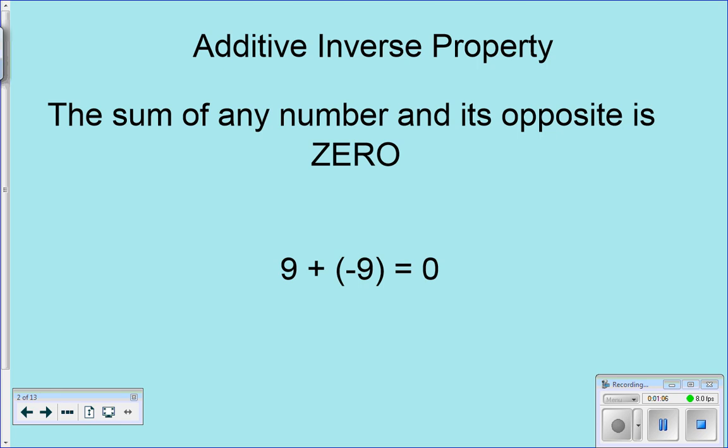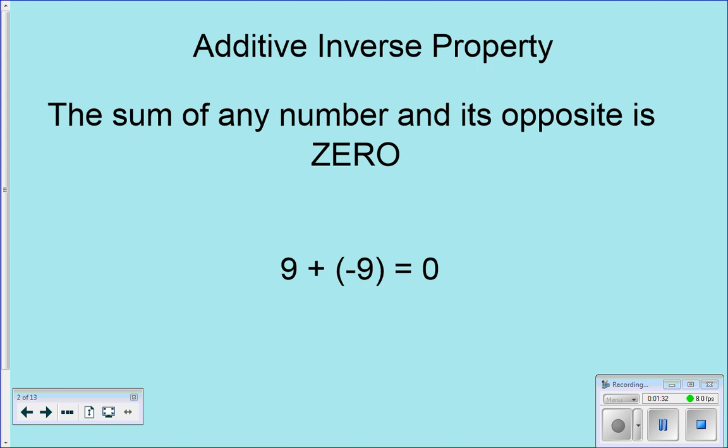Additive inverse property states that when you add a number and its opposite, the answer is always 0. Sure. If you want to write this, you can. Or you could just write some examples. What is the opposite of 5? Okay. So if I add 5 and negative 5, what am I going to get? 0. That's what this property states. If you add two opposites together, you're always going to get 0.